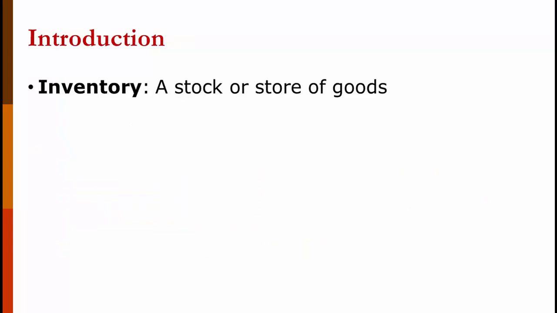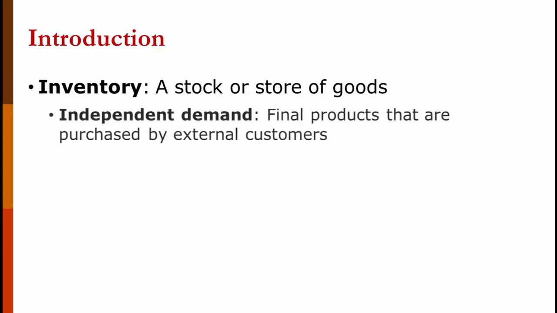Inventory can be defined as a stock or store of goods. There are several different ways to break down inventory. One way is between independent and dependent demand. Independent demand items are the final products that are purchased by external customers. If you're Ford Motor Company, that's cars, trucks, and vans.